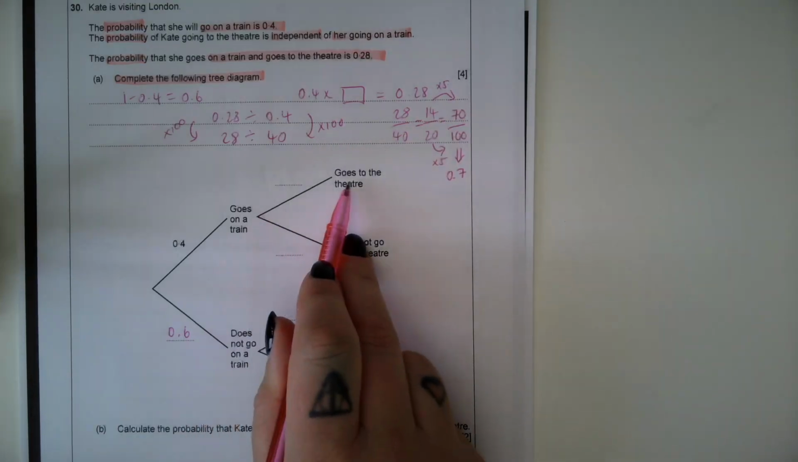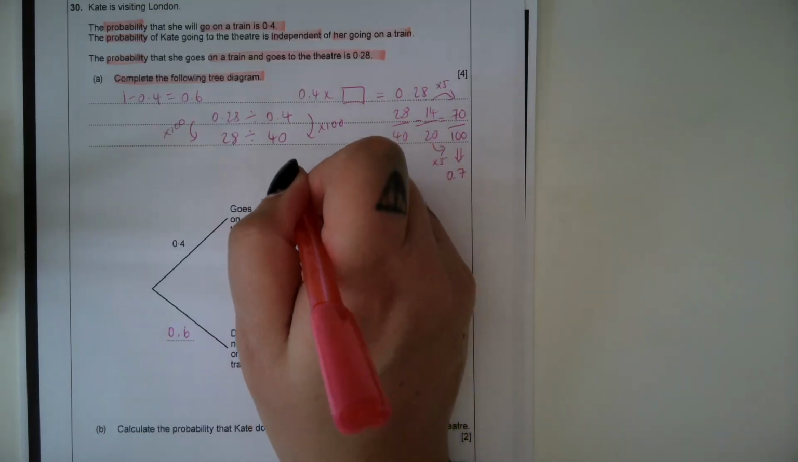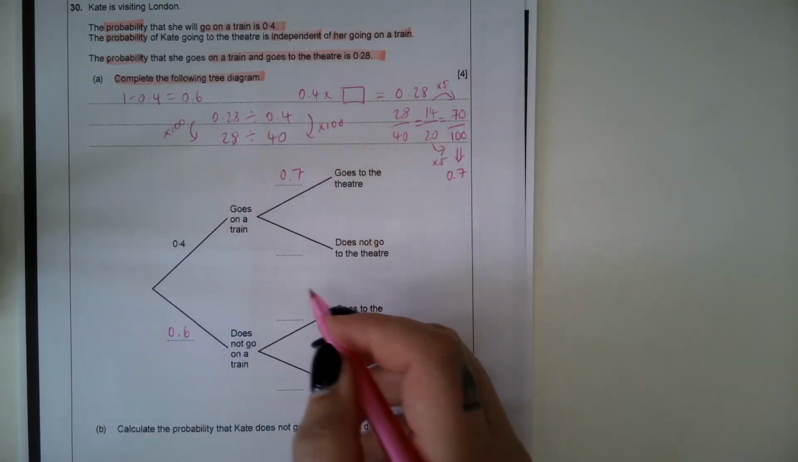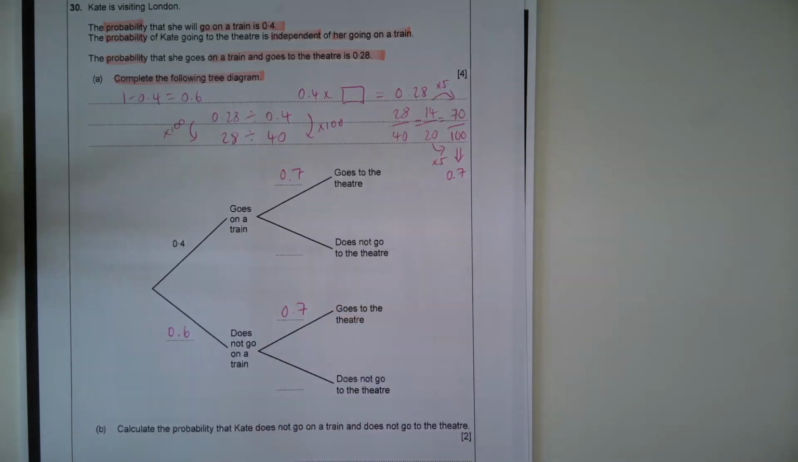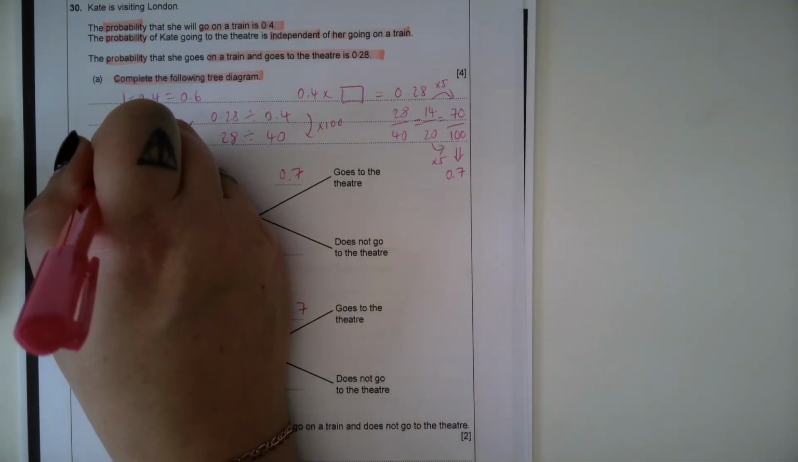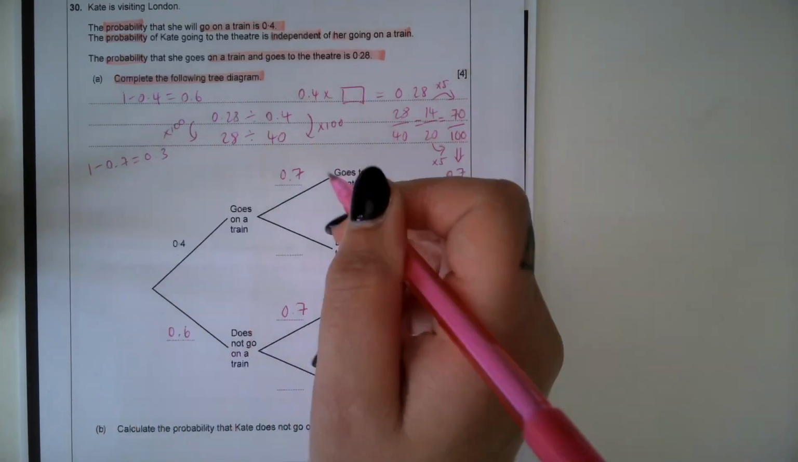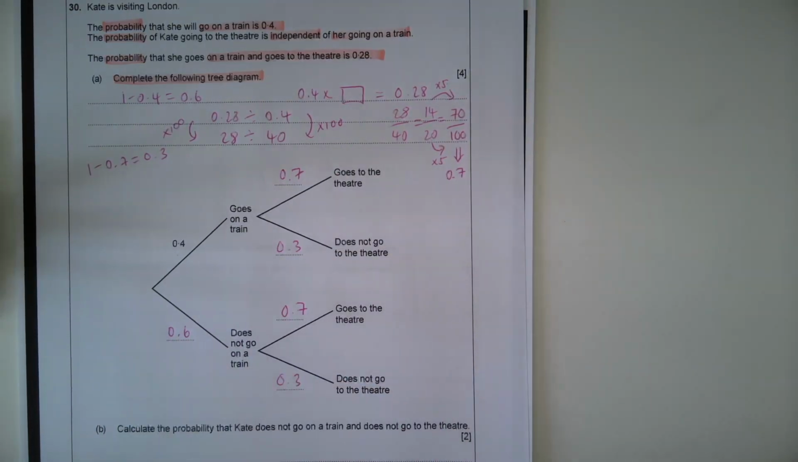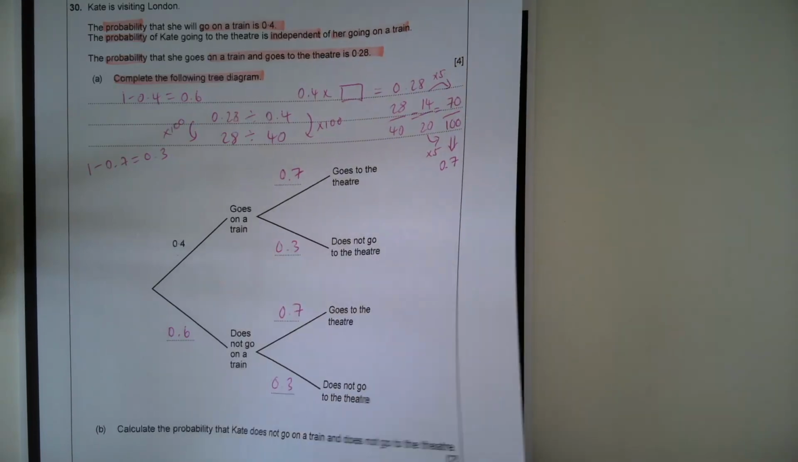So the probability that Kate goes to the theatre is 0.7. Now, these probabilities are independent of each other, so it would be 0.7 down here as well. Probability that she does not go to the theatre, well, probabilities sum to 1. So 1 subtract 0.7 is 0.3. So the probability of not going is 0.3. And we've completed our tree diagram.